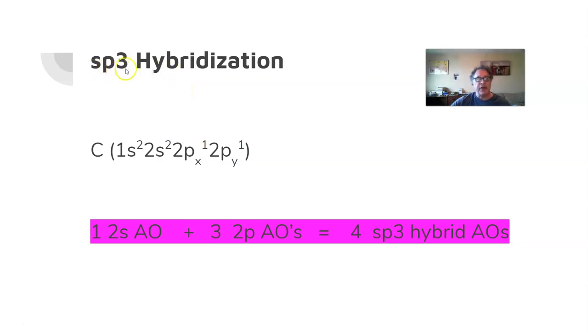So in the process of sp3 hybridization, we have a carbon atom which has this configuration. And remember, orbitals are mathematical wave functions. So what happens here is that one 2s atomic orbital mixes with, mathematically combines with, 3 2p atomic orbitals to generate 4 equivalent, degenerate, identical sp3 hybrid atomic orbitals.